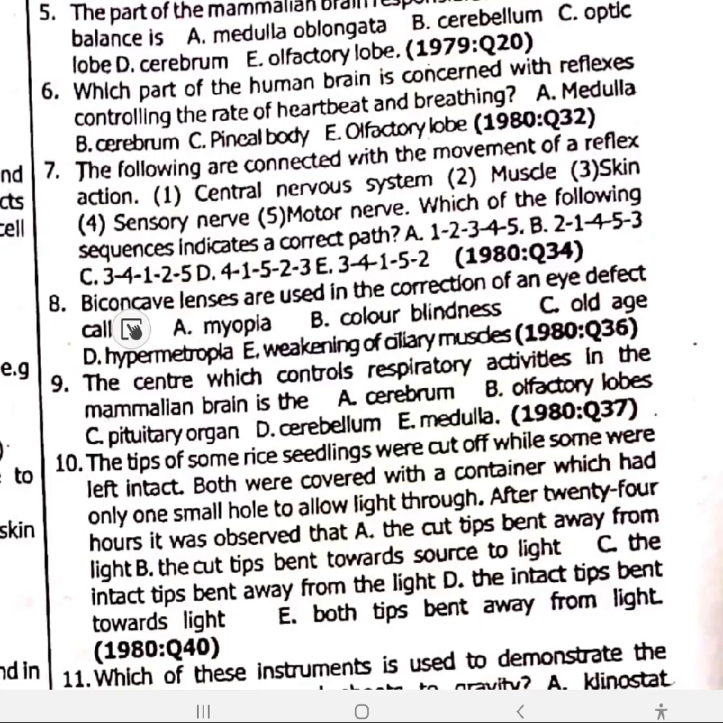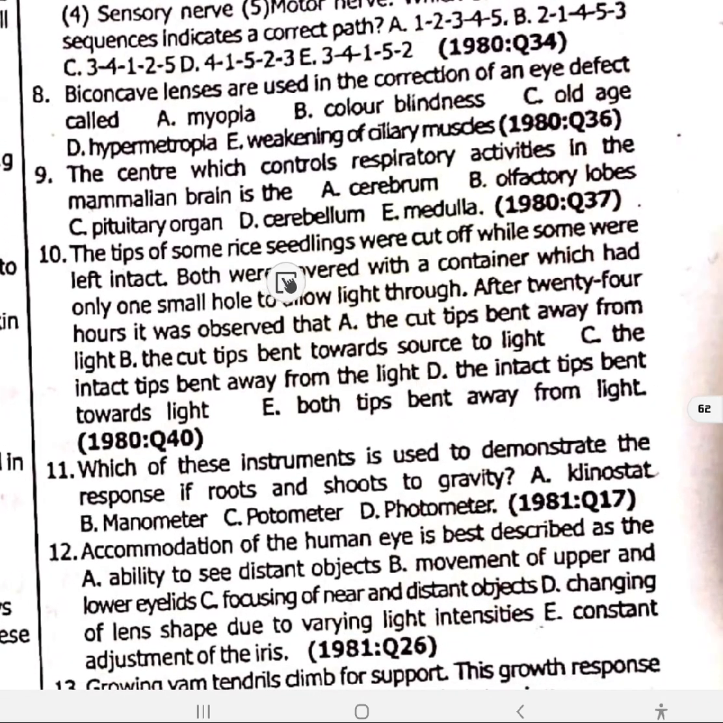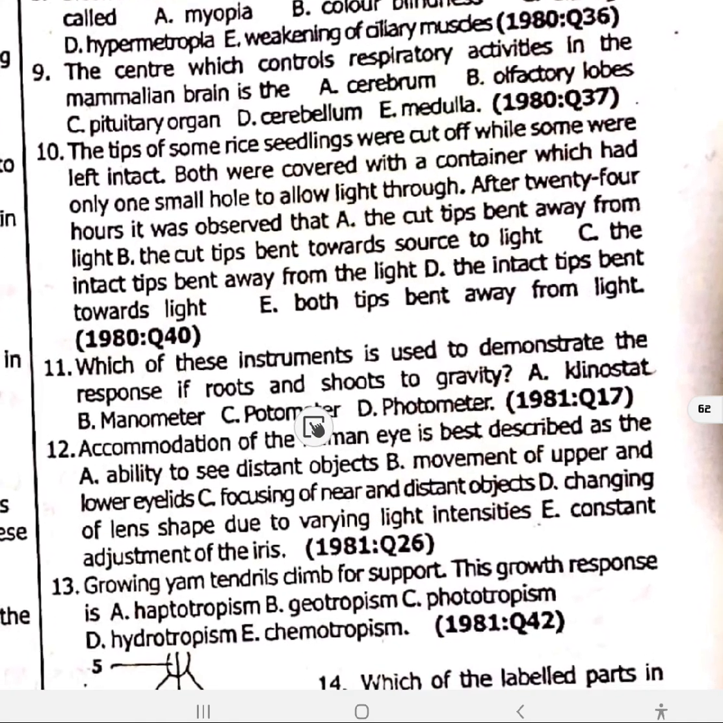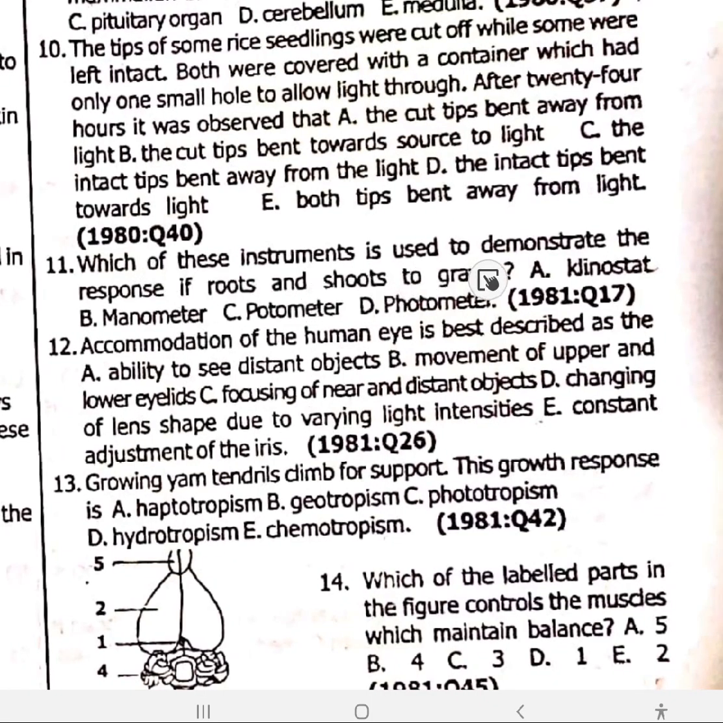Number 8. Biconcave lenses are used in the correction of an eye defect called myopia. Option A. Number 9. The center which controls respiratory activities in the mammalian brain is the medulla. Option E. Number 10. The tips of some rice seedlings were cut off while some were left intact. Both were covered with a container which had only one small hole to allow light through. After 24 hours, what will be observed? The intact tips will bend towards the light. Option D.